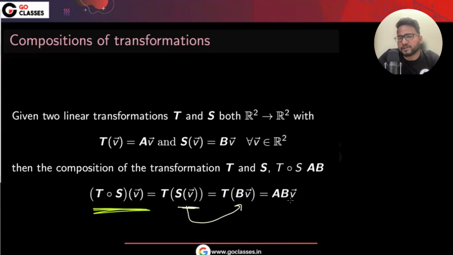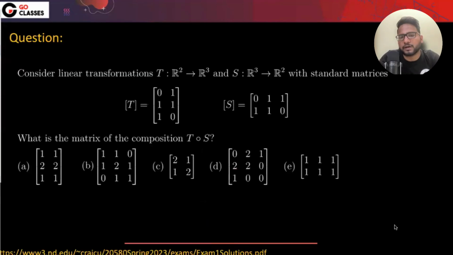So basically, whatever you are doing first, that is why first you need to multiply by B, and then you are doing T, so you need to multiply by A. This is very easy. Let's do one question, and maybe you will understand more. Consider this linear transformation with respect to these two matrices. What is the matrix of this composition? Can you calculate?